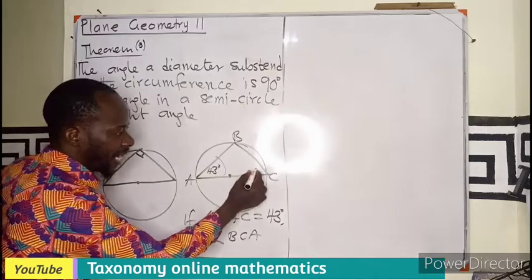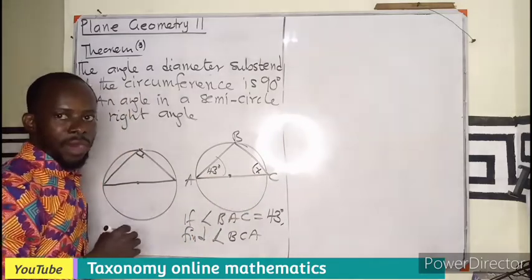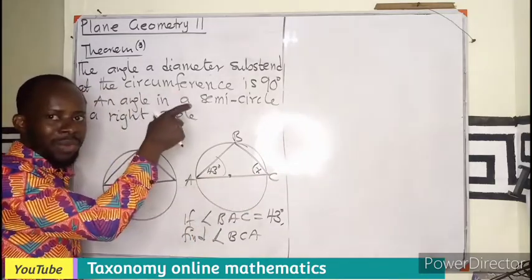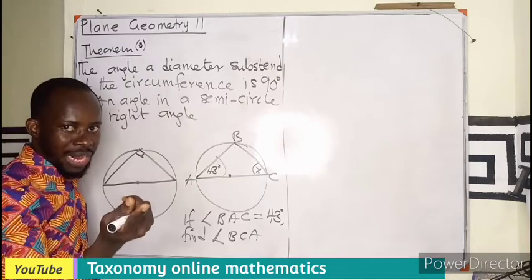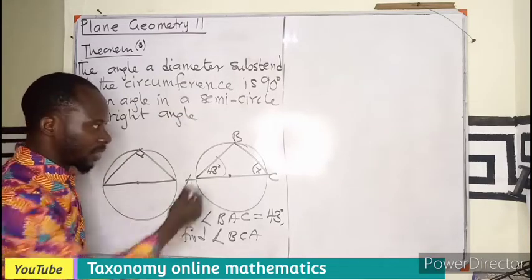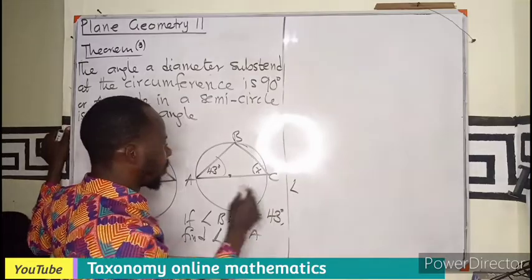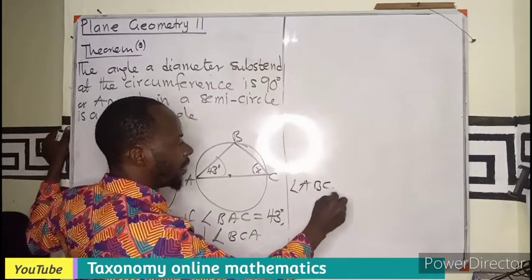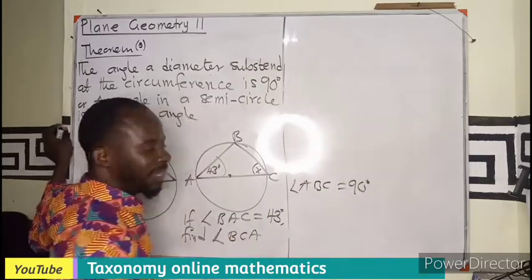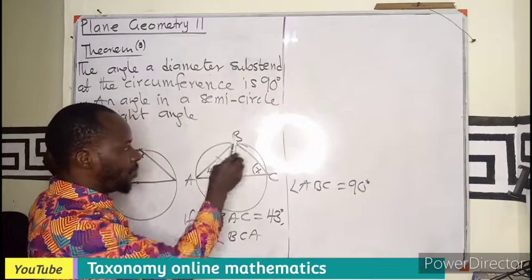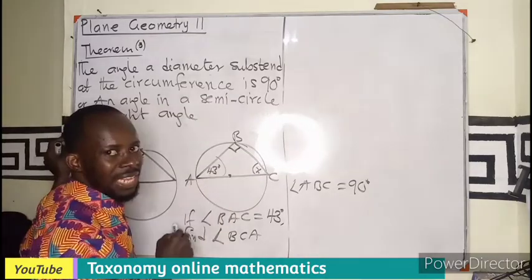BCA, this angle here. Already we know that the angle in a semicircle is what? It's 90 degrees. Therefore, the angle ABC is going to be 90 degrees. Angle ABC, this angle will be 90.